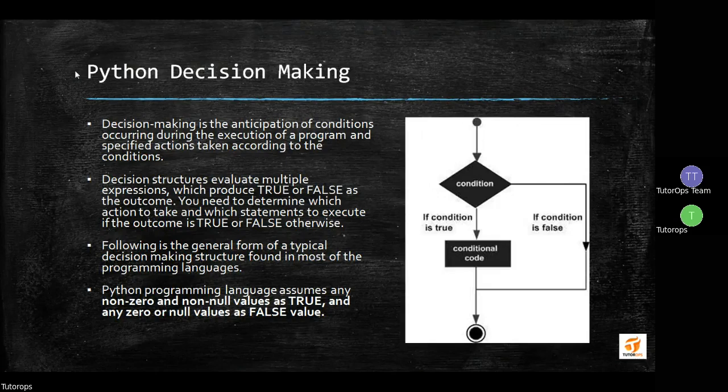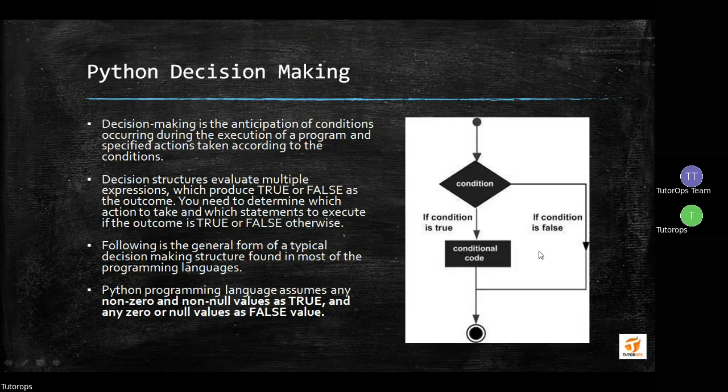So decision making is the anticipation of conditions occurring during the execution of a program and specified actions taken according to the conditions. Decision structures evaluate multiple expressions which produce true or false as the outcome. You need to determine which action to take and which statements to execute if the outcome is true or false otherwise. Following is the general form of a typical decision-making structure found in most programming languages.